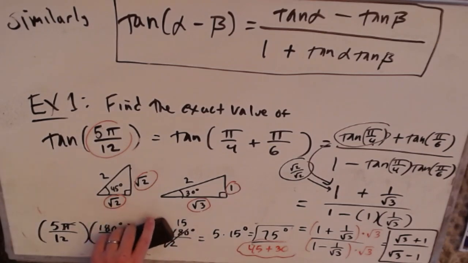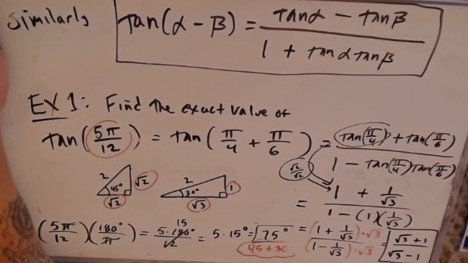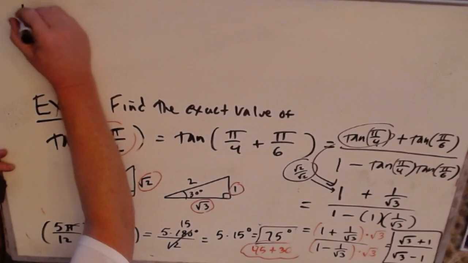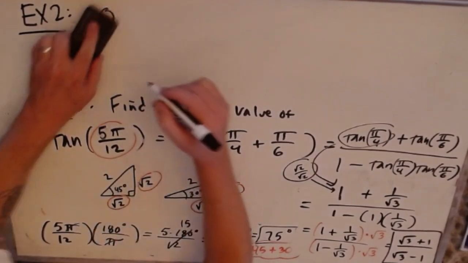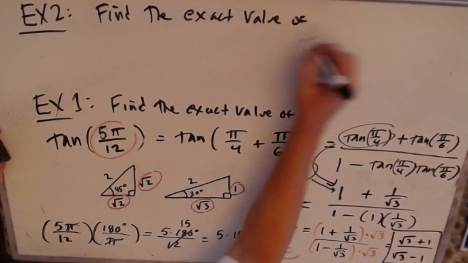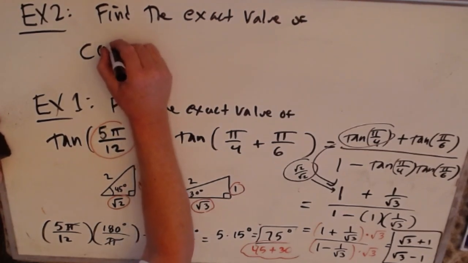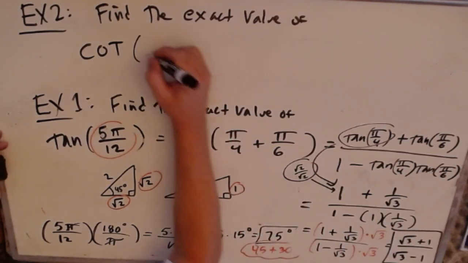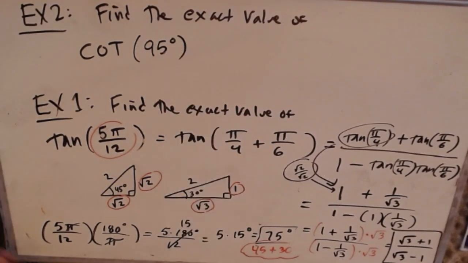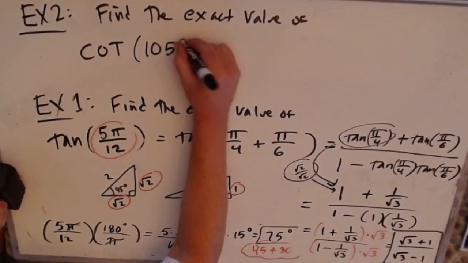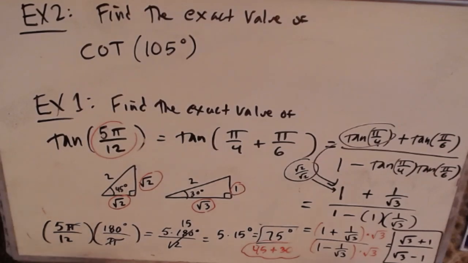All right. Let's try another one. Example 2. Find the exact value. Cotangent of 95 degrees. Sorry, not 95, 105. I was off by a factor of 10. I'm trying to do mental math here while I'm talking. So, cotangent of 105 degrees.